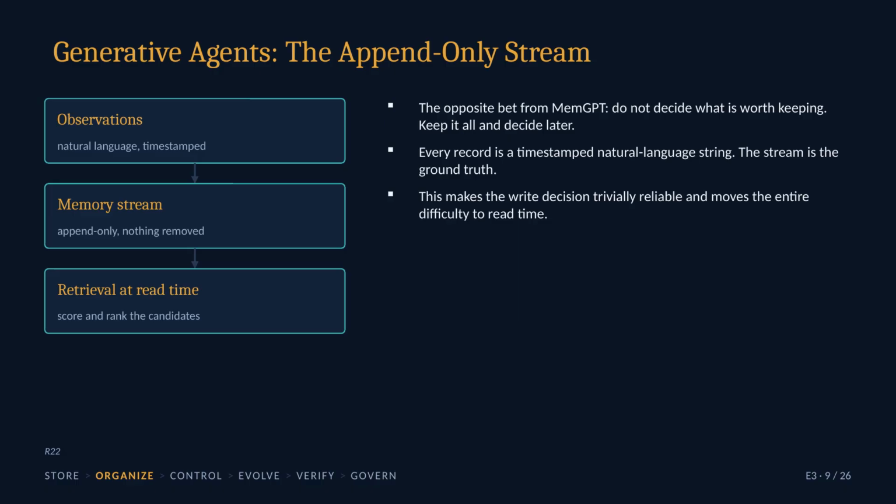The effect of this choice is worth being precise about. It makes the right decision trivially reliable, because there is no decision, and it moves the entire difficulty of the system to read time. That is a legitimate engineering trade, and it is the cleanest example in this episode of a design whose failure mode you can predict from one sentence of its description. One sentence into the description, and you already know where it will hurt.